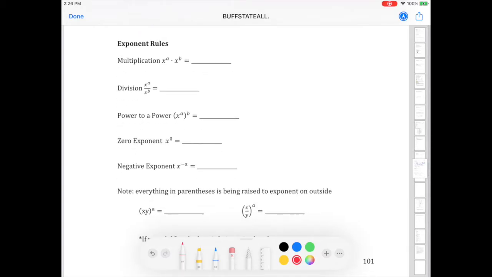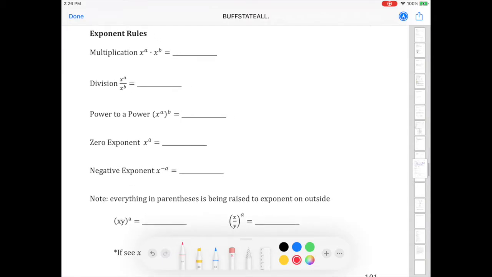Now we're going to dig into some exponent rules. Exponent rules we know a lot of already because we've done some exercises with them. We just haven't really applied a rule, we haven't actually gone over the exact rule yet.